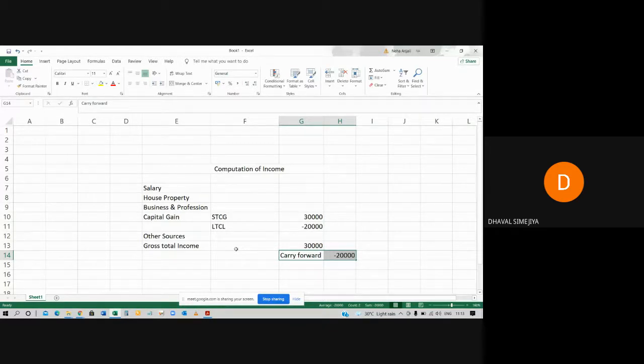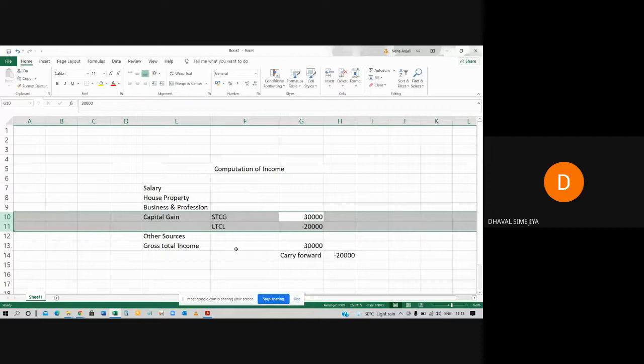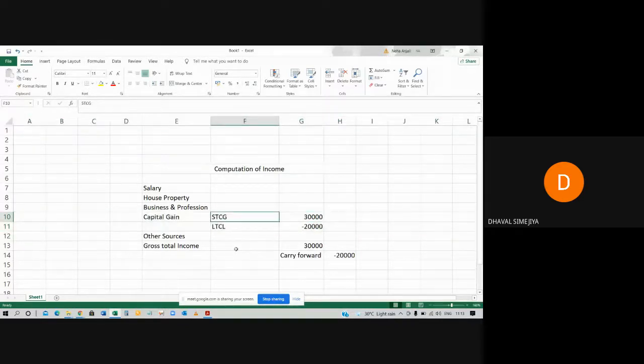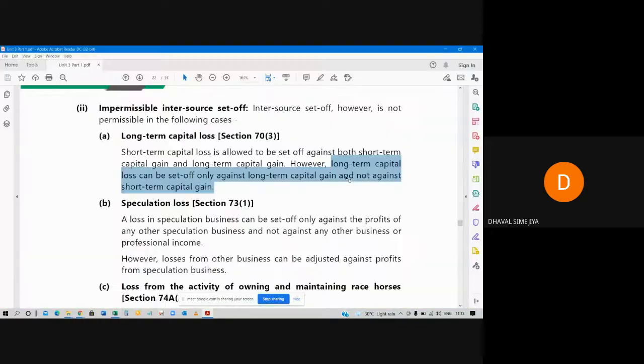Though both are inter-source. Look, this is inter-source from one head of income only. I am having short-term capital gain and long-term capital loss, but it can't be set off. Read this line. I have highlighted. Long-term capital loss can be set off only and only against long-term capital gain and not against the short-term capital gain. It cannot be set off against short-term capital gain.